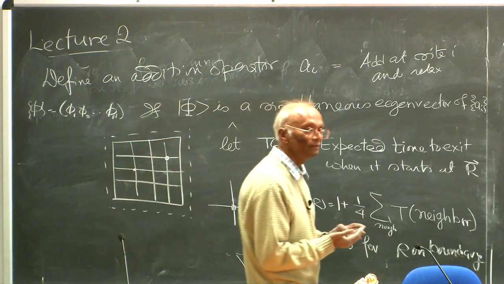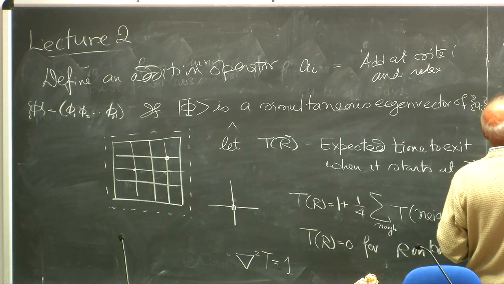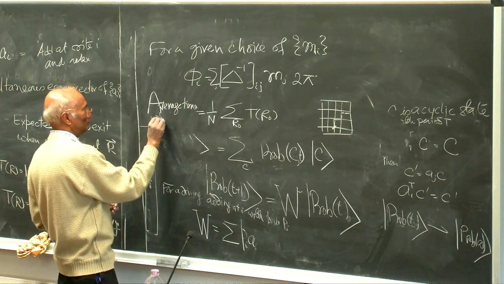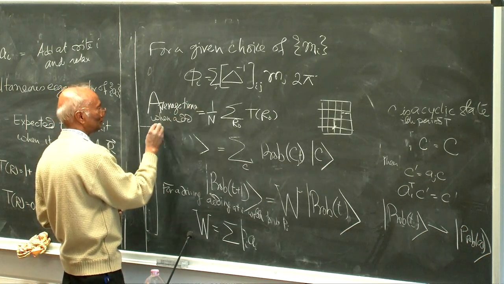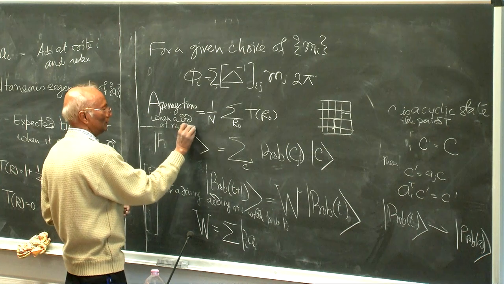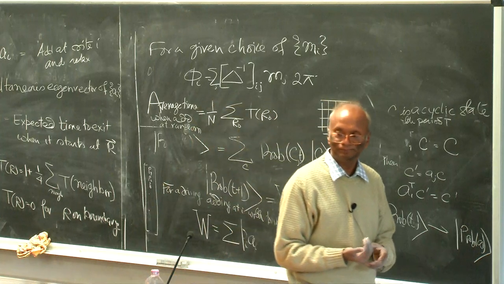Yes, sir. Can you explain the second step? Yes. The second step is that I will find T of R0 for all R0. And then I have to sum over R0, times 1 over the number of sites, which is the average time when you add at random. That was the original question, that I add it at a random site. So R0 is also a random variable. So I have to average over R0.